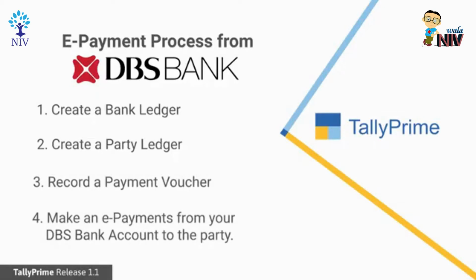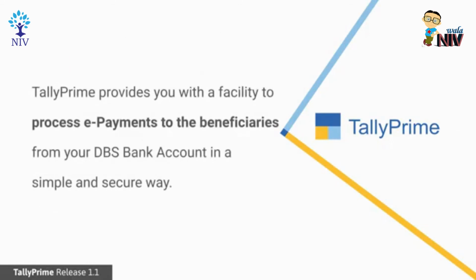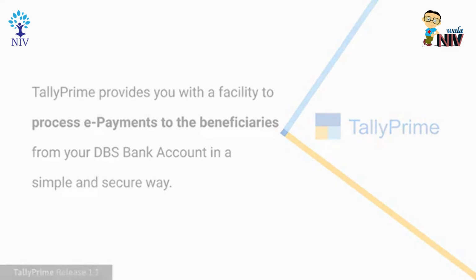Drill down on the Ready for Sending to Bank section. Select the transactions and Send to Bank. You can then authorize the transactions on the portal and your transactions will be processed by the bank. As you saw, TallyPrime provides you with a simple and secure process of making e-payments to your beneficiaries from your DBS bank account, and the e-payments report gets updated at different stages of the transactions for your reference.